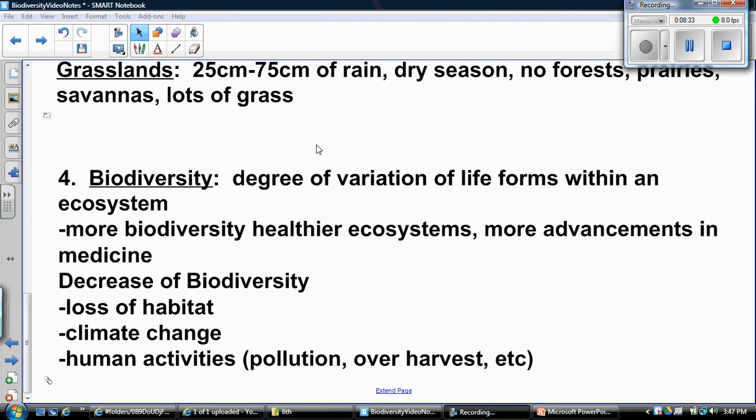So human activities can affect biodiversity. Pollution, overharvesting. When we farm and we take too much of the land for farming, that can decrease habitat and cause a decrease in biodiversity.